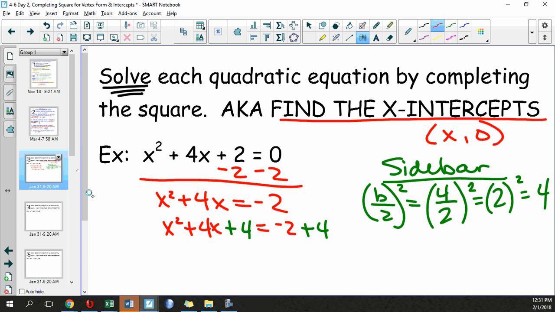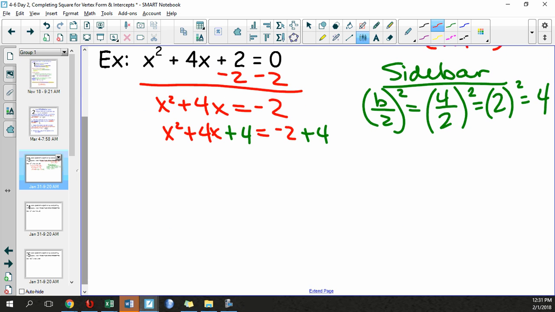Okay. Next is the last step, which is to rewrite the x side. So how do I rewrite this x side? What do these 3 terms turn into? What perfect squared binomial? This is what we learned yesterday. It is going to be x plus 2 quantity squared is equal to, what's negative 2 plus 4? 2. Now, what is our goal? What did the directions say on this problem? To solve, to find the x-intercept.